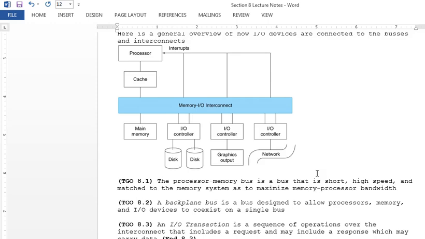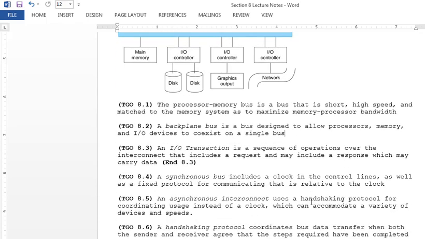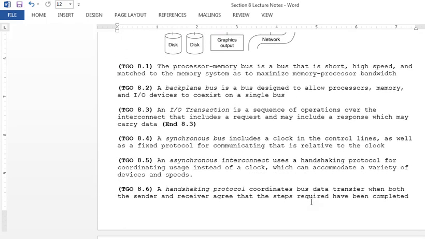So now a backplane bus is a bus that's specifically designed to allow processors, memory, and I/O devices to coexist on a single bus. Let me scroll up here so you can read the actual thing. So an I/O transaction is a sequence of, let me go back to backplane bus. So the backplane bus is something that communicates with everything.